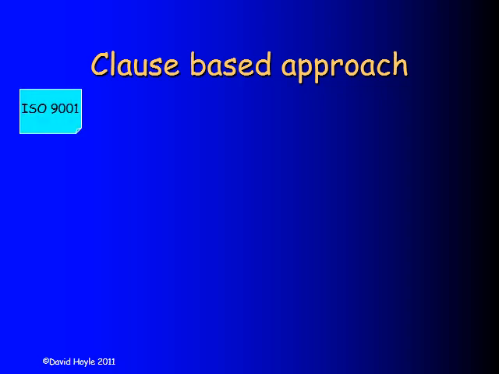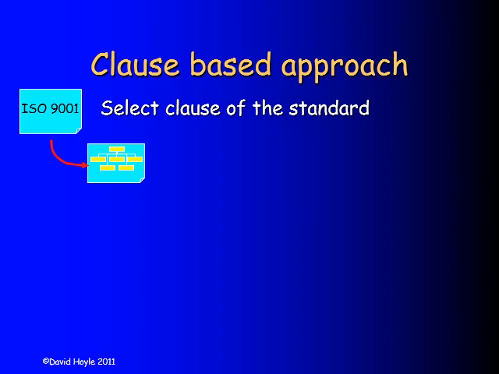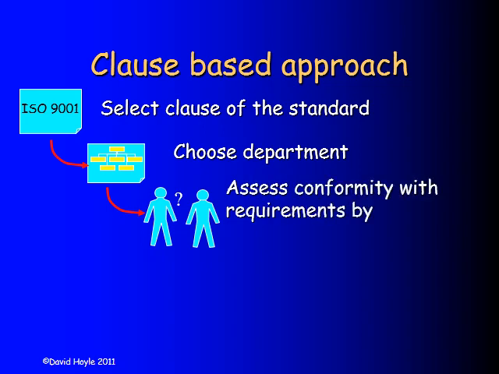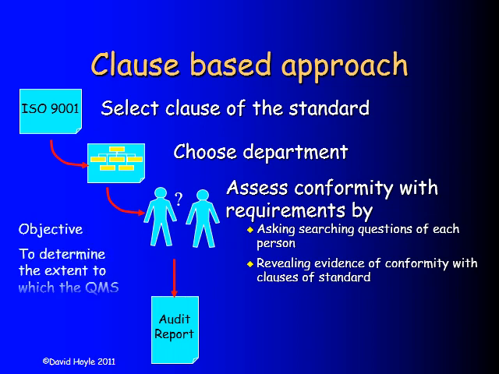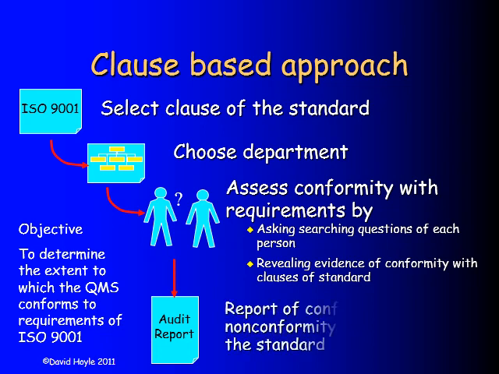We have a standard that contains clauses of requirements. Then we select the clause of the standard that we're going to test compliance with. We're going to choose a department in order to test compliance. Then we're going to assess conformity with the requirements by asking searching questions of each person, revealing evidence of conformity with clauses of the standard, and then producing an audit report. Our objective is to determine the extent to which the QMS conforms to the requirements of the standard, so the report contains conformity and non-conformity against clauses of the standard.